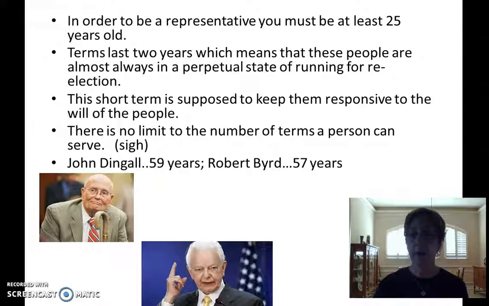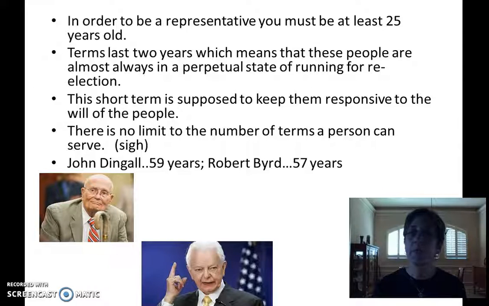Now, these two men that I have pictures of, I think they might both be dead at this point. But just a couple of years ago, they were the longest serving people in the House of Representatives. John Dingell had been there for almost 60 years, and Robert Byrd, again, almost 60 years.